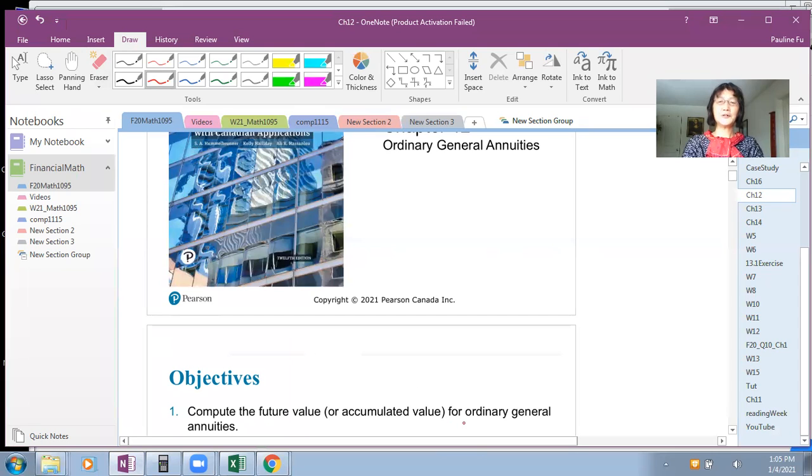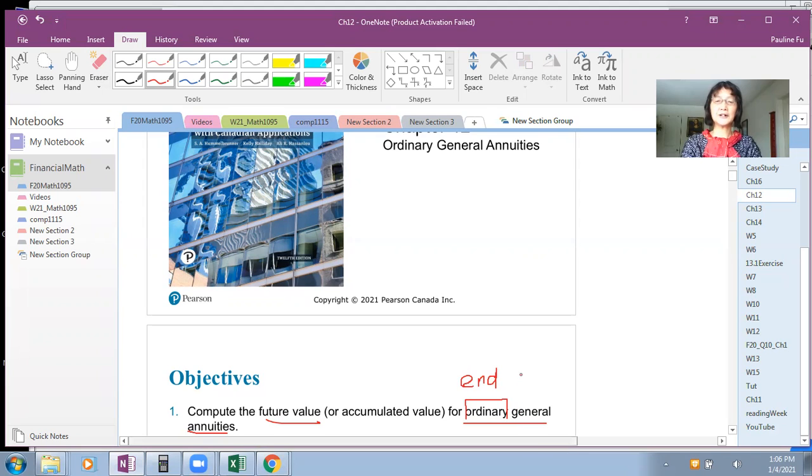So I will introduce the concept for ordinary general annuities, and then I will compute the future value of ordinary general annuities. The keyword ordinary means the payment is made at the end of each period. For example, you make payment at the end of each month, each quarter, or each year.